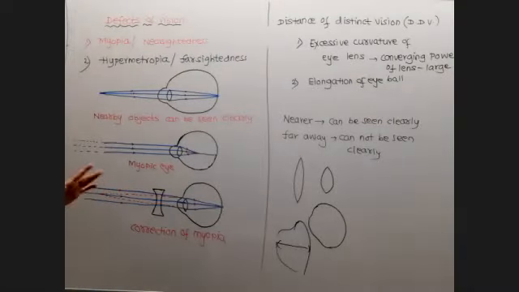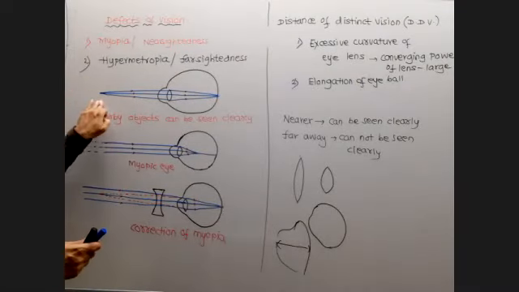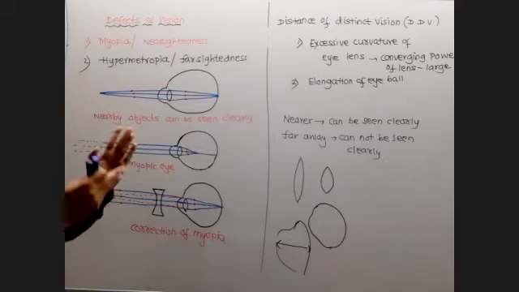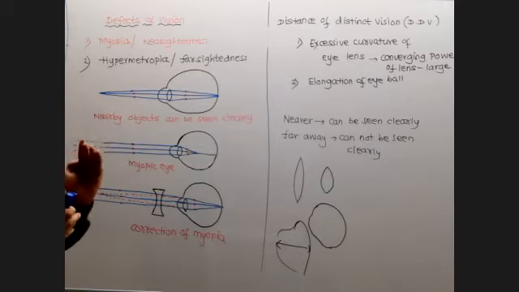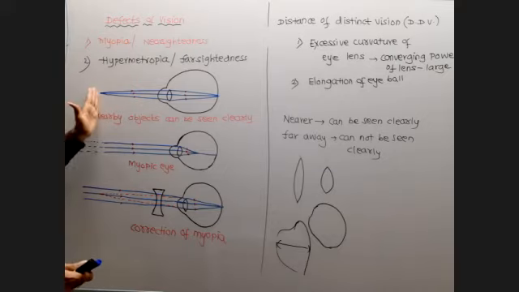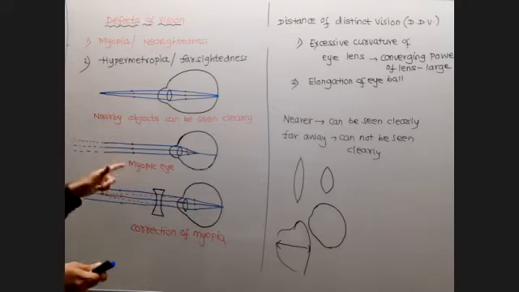Secondly, here the near point goes far away from the normal near point, which should be around 25 centimeter. In the first case, the far point comes closer than infinity. Here the near point goes far.